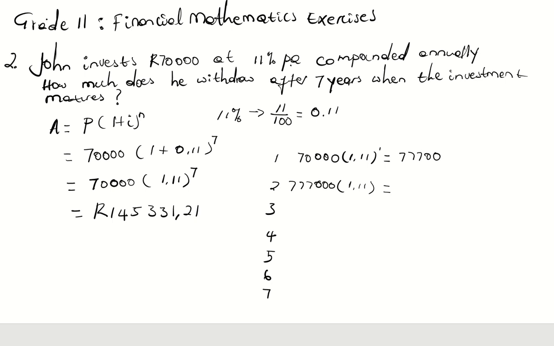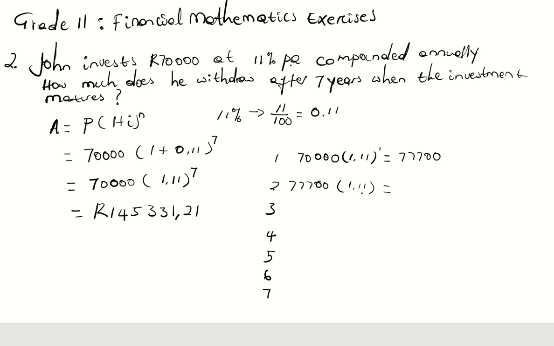So going into the second year, John starts off with that 77,000. This is 70,000. Okay, I have one extra zero. Let me just take that zero out. I shouldn't have that zero there. That should only be 1 zero. Yes, 2 zeros in total. So going into the second year, John has got 77,700. And how much does that earn in interest?